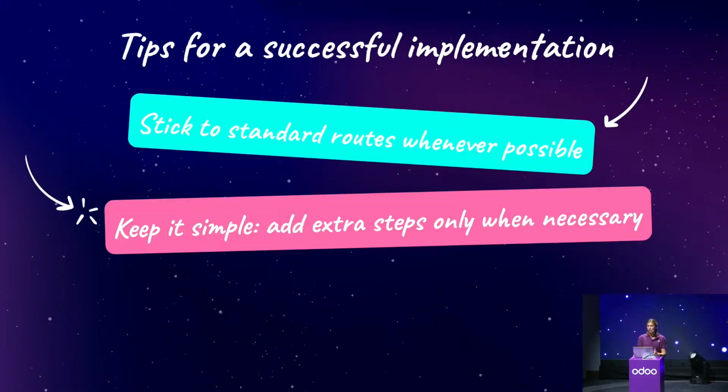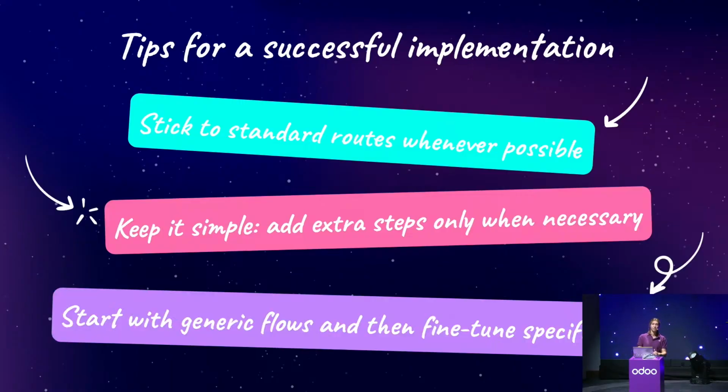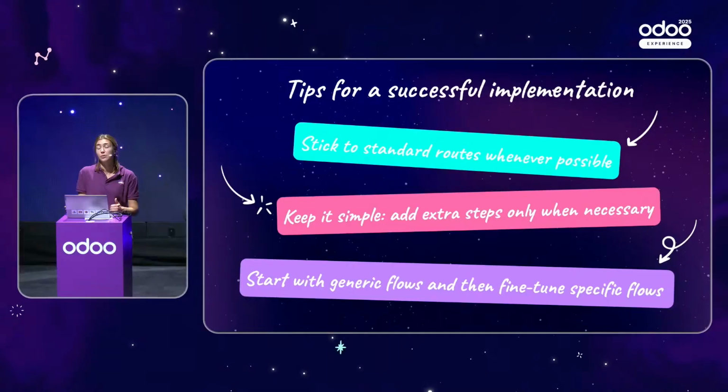Then, keep it simple. Add extra steps only when necessary. Too many steps create unnecessary complexity and extra workload for the operators. And finally, start broad with a generic flow on warehouse level, and then fine-tune a specific flow like we did today.